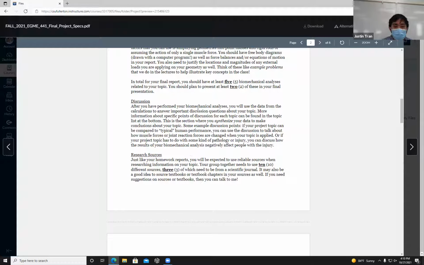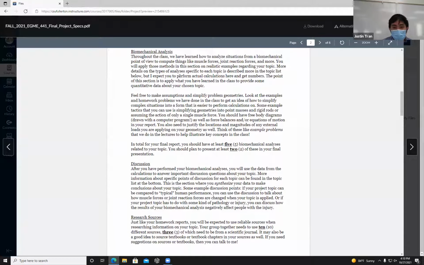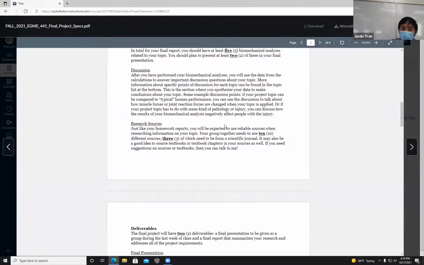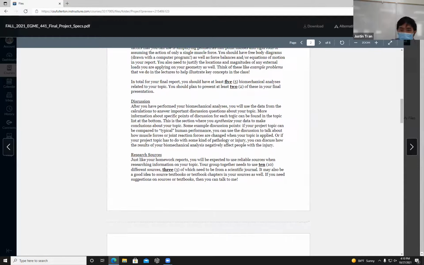And so what I want you to do in this section is to take the results from your previous section. So take the results from your 5 biomechanical analyses and use them to explain why your topic is so interesting. Right. And so going back to the example of the animal locomotion, let's say that you did an analysis of a cat jumping up on a chair, and you computed the muscle forces and the joint reaction forces within the cat.